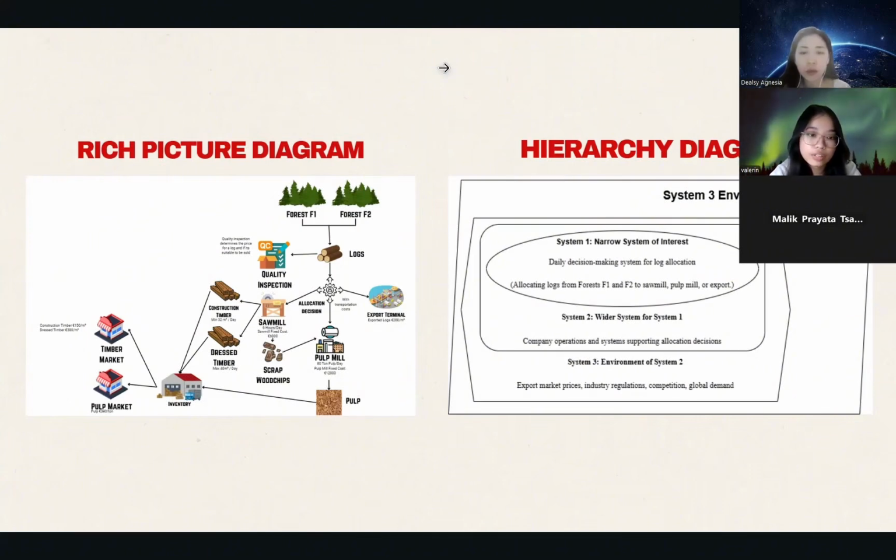And for the hierarchy diagram, at the core, System 1 focuses on the daily log allocation decision to maximize net profit, considering production capacities, cost, and market demand. Then System 2 expands to the overall NFC production and distribution system. And System 3 represents the external environment, covering market prices and regulations, which all influence NFC's strategic and operational decisions.